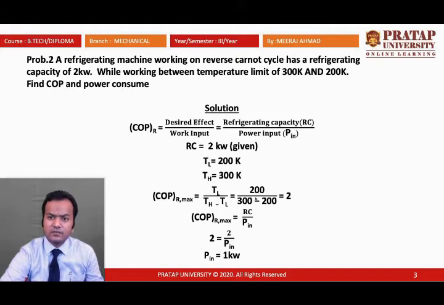Then put TH and TL in the formula of the maximum COP of the refrigerator. The formula is TL divided by the temperature difference. You get the maximum COP of the refrigerator as 2. Then this COP is equated to RC divided by the power input. Put in the value of RC and the COP of the refrigerator, then find the power input. Then move to the third question.